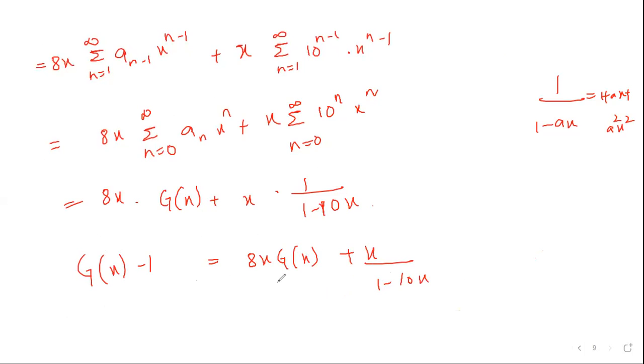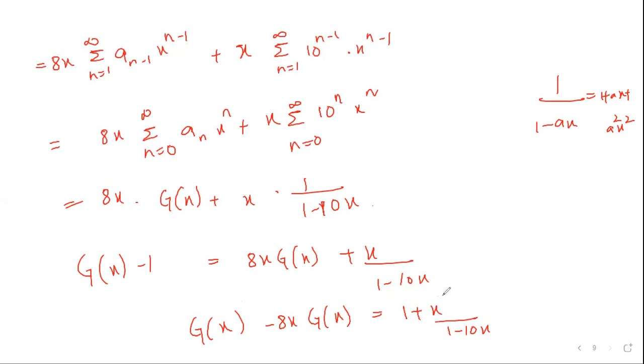Now we have to solve for g of x. That is right, we have to solve for the generating function. So let's take this g of x over. We will get g of x minus 8x g of x is equal to 1 plus x by 1 minus 10x.